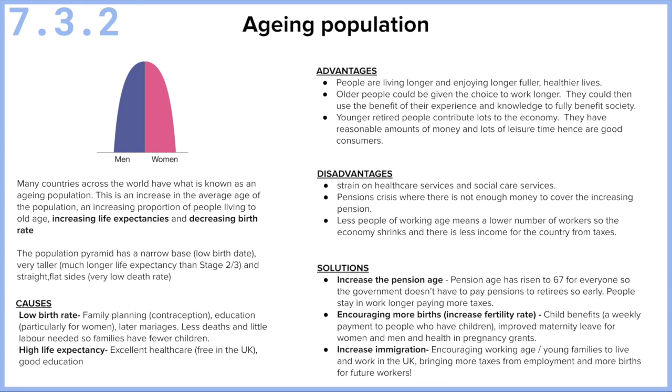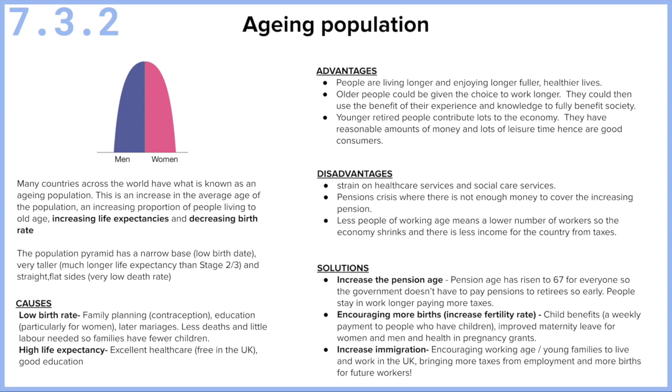because women can now go on to have an education and go to work, which is not always the case in some countries, as I've just said. And there's less deaths and little labour needed, so families have fewer children. So in the UK, we don't really have huge amounts of farming. People don't work land, so you don't need a big family to grow the crops.